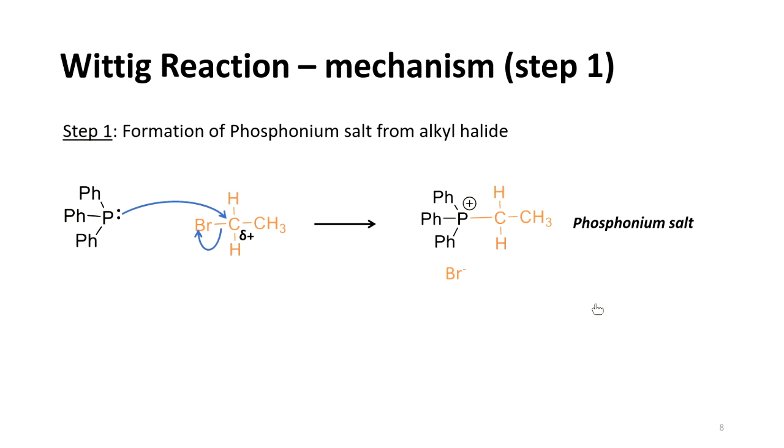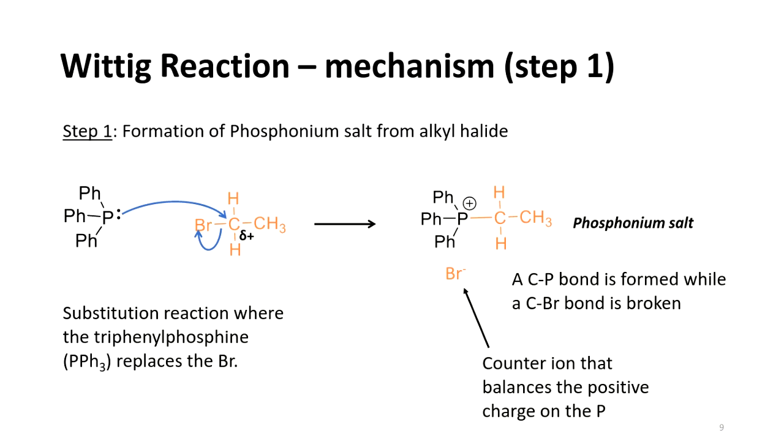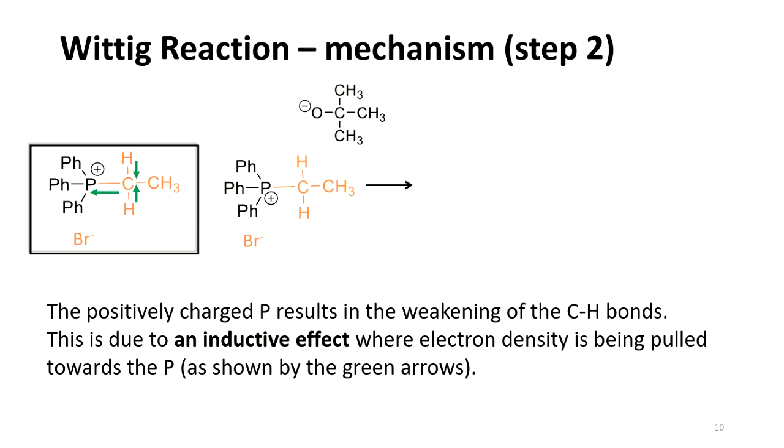with our phosphonium salt. The next step involves the reaction of the phosphonium salt with a base. So notice that because phosphorus has given up its lone pair electrons to form this new sigma bond, the phosphorus now becomes positively charged. So the plus charge is on the phosphorus. And we have our counter ion, which is the bromine, which was lost. The next step is the formation of our ylide. And so we are going to react our phosphonium salt with a base.